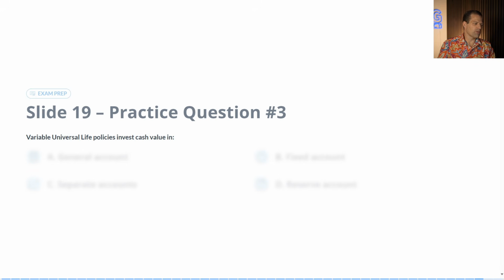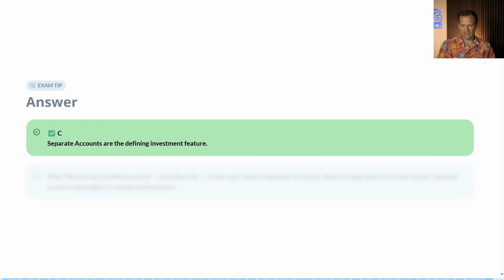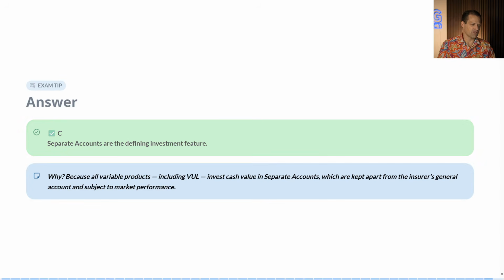Practice question 3. Variable universal life policies invest cash value in general accounts, fixed accounts, separate accounts, or reserve accounts. The answer here is C, because what you have to understand is that separate accounts are the defining investment feature of variable universal life products.